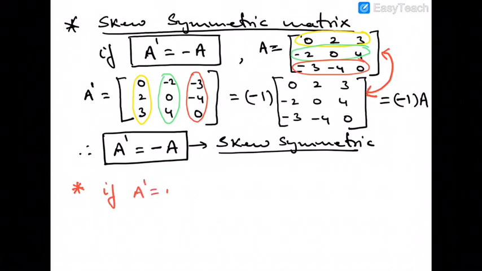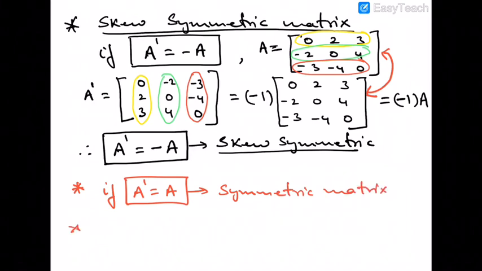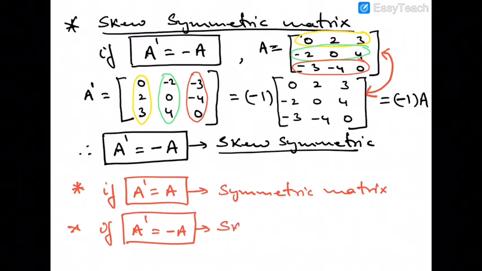So if the transpose of A is equal to A, then it is a symmetric matrix. And if the transpose of A is equal to negative A, then it is a skew symmetric matrix.